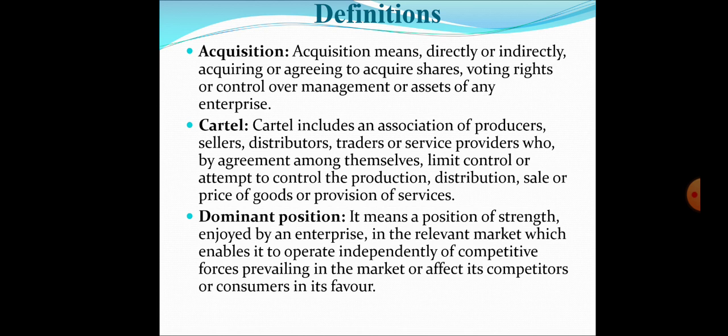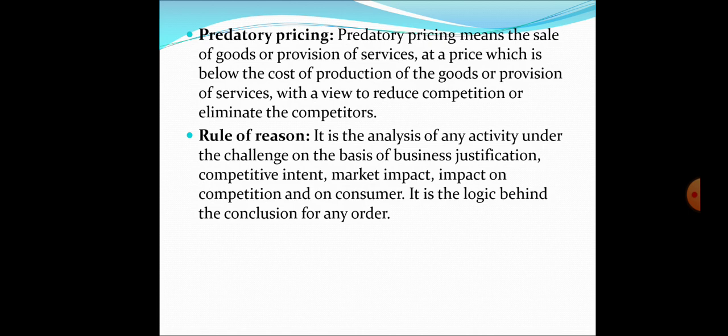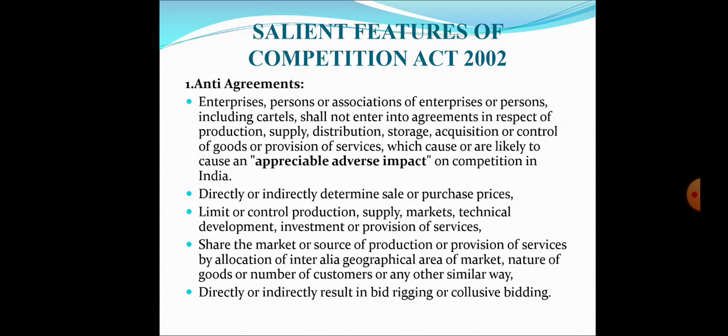Now coming to the third one, that is dominant position. It means a position of strength enjoyed by an enterprise in the relevant market, which enables it to operate independently of competitive forces prevailing in the market, or affect its competitors or consumers in its favor. Like that we have predatory pricing, which is also controlled in this Competition Act. And rule of reason is the analysis of any activity under challenge on the basis of business justification, competitive intent, or market impact on competition and on consumers. It is the logic behind the conclusion of any order. So this is about the Competition Act.